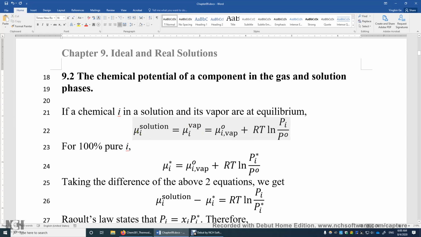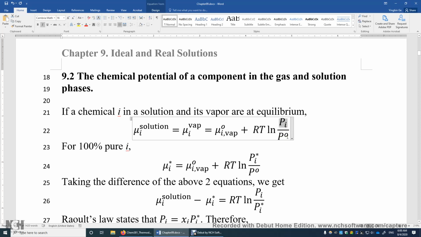So we write out this equation. Mu is the chemical potential. We're talking about species I in the solution versus in the vapor. And we learned this equation before for an ideal gas. The chemical potential of a gas is equal to the chemical potential at 1 bar pressure plus a correction. The correction is just RT times the logarithm of the actual partial pressure of that species divided by P naught.